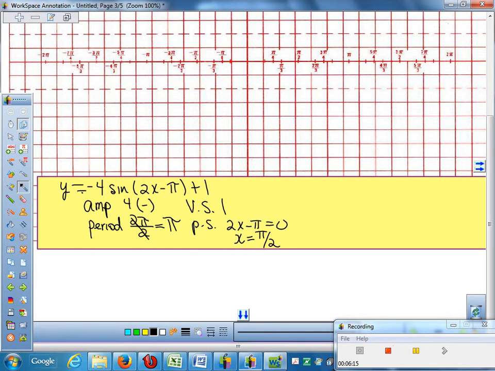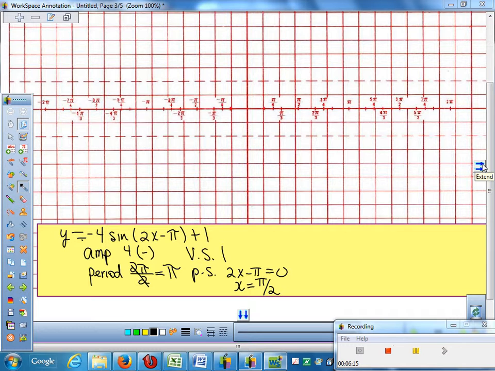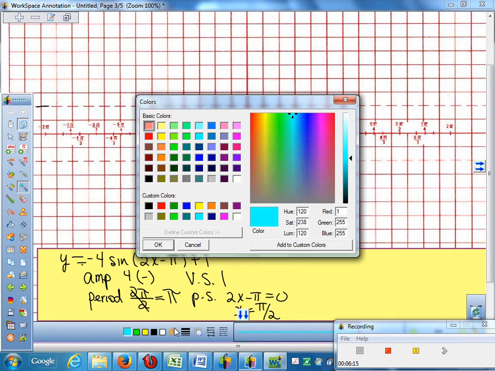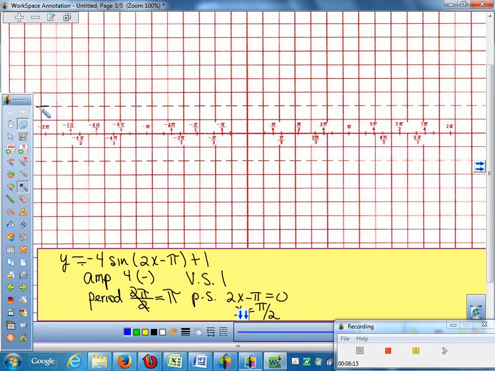I recommend, because I personally forget this all the time, I go mark off the vertical shift and the amplitude absolutely as soon as I have it figured out. So if the vertical shift is 1, I'm going to go up 1 unit to plot this thing. And remember, we're counting 2 boxes when we count a unit, so I'm going up 1, and I'm sitting on the x-axis.